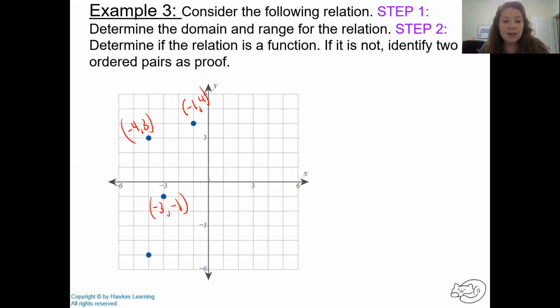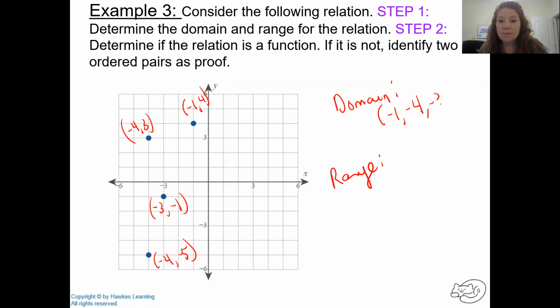And this ordered pair is -4, -5. And now it wants us to identify the domain and the range. Well, all you have to do is, for the domain, list all the x values. So we have -1, -4, -3, and the last one is -4, which we already have, so we don't have to list it again.